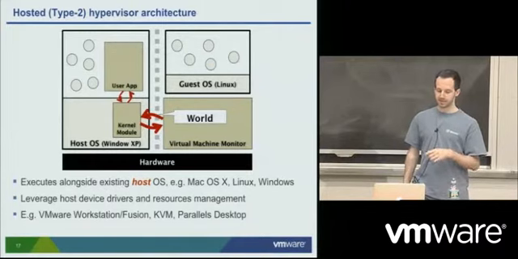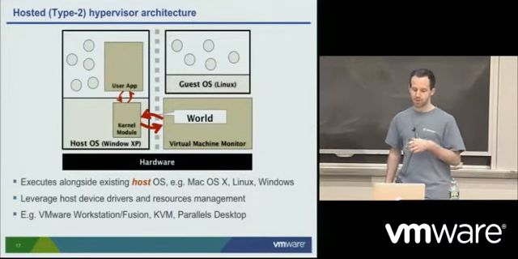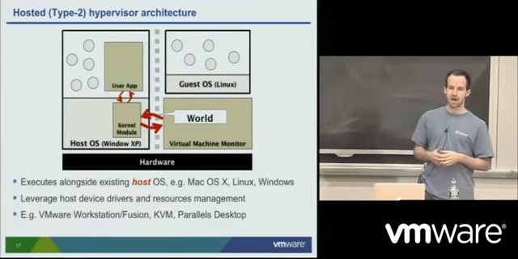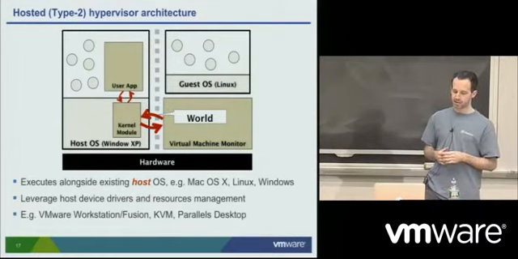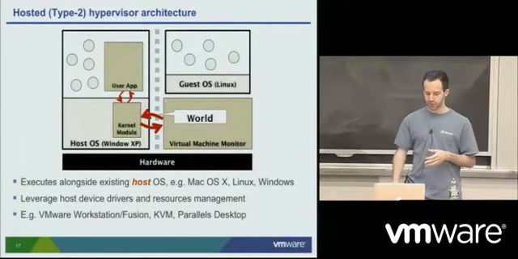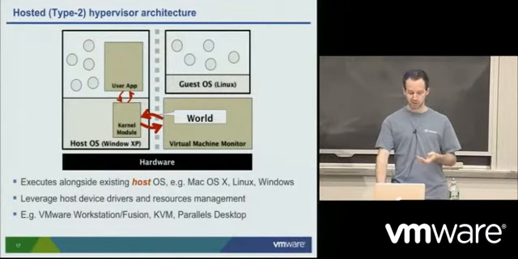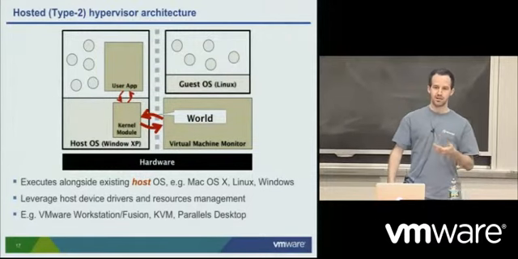And this is a very common approach in client virtualization. You see this in VMware Workstation and Fusion and Parallels Desktop and KVM and so on. And it's in fact what we use in the MVP hypervisor. And I'll talk a bit more about the advantages of this model with respect to MVP in the next few slides.